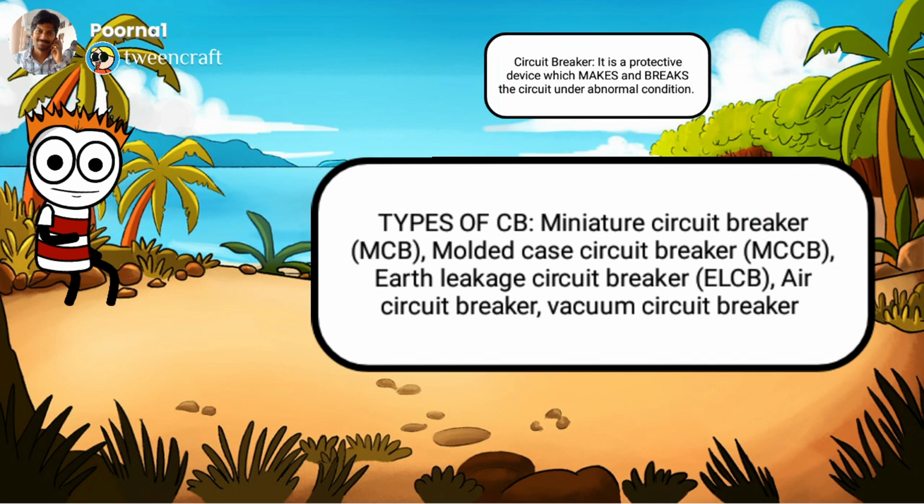Circuit breaker is a protective device which makes and breaks the circuit under abnormal conditions. Types of circuit breakers: miniature circuit breaker MCB, moulded case circuit breaker MCCB, earth leakage circuit breaker ELCB, air circuit breaker, vacuum circuit breaker, and many more.